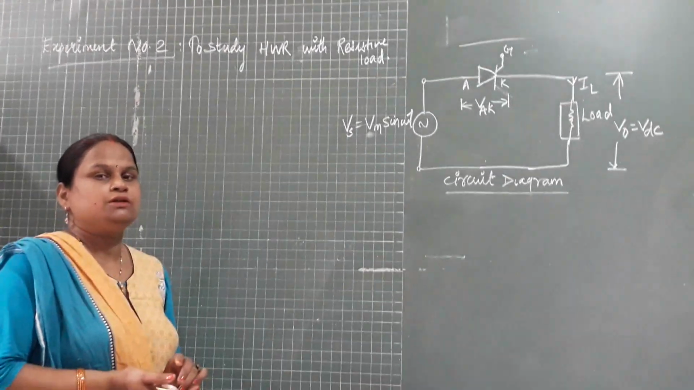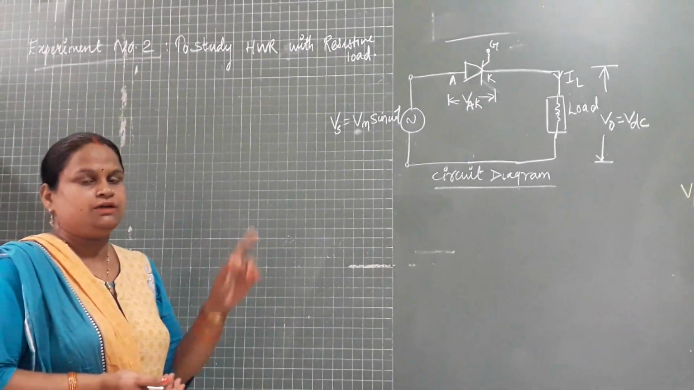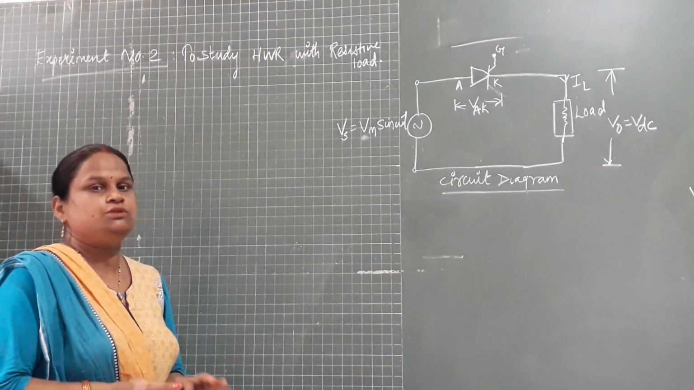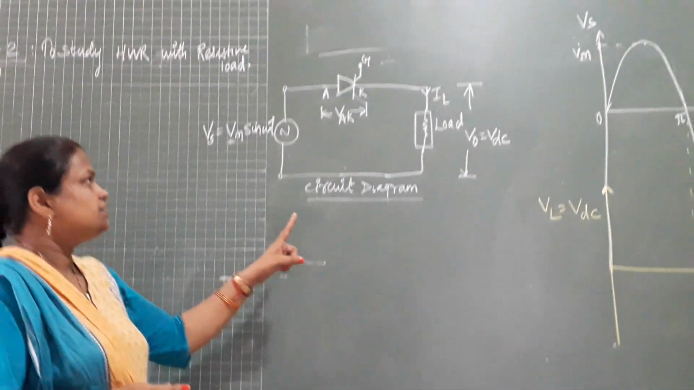Experiment number 2 of the Power Electronics lab is based on the half wave rectifier, and we will use a resistive load to study how the half wave rectifier operates. This is the circuit diagram.